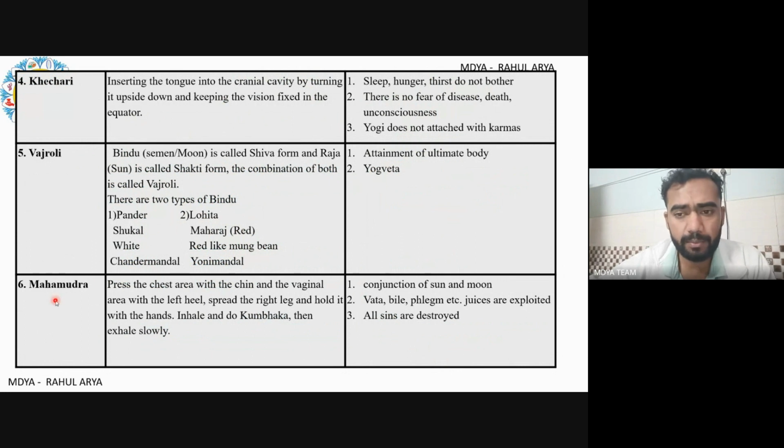The method of Mahamudra is the same as Janu Sirsasana. The benefit is the conjunction of the sun and the moon, meaning the Nadis: the sun meaning Pingala and the moon meaning Ida. Vata, Pitta, and Kapha, their extra juices are exhausted. All sins are destroyed.